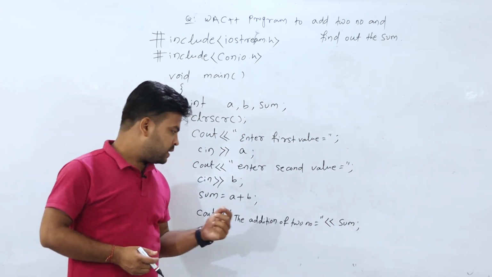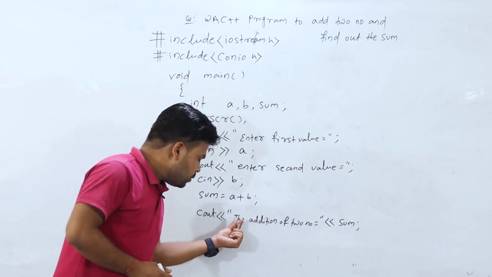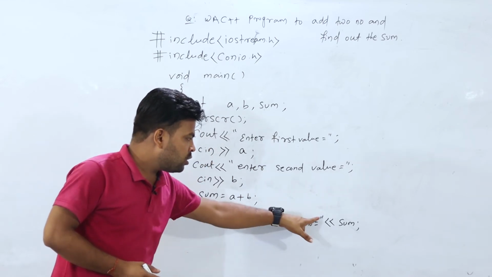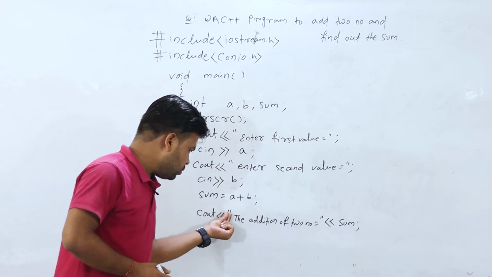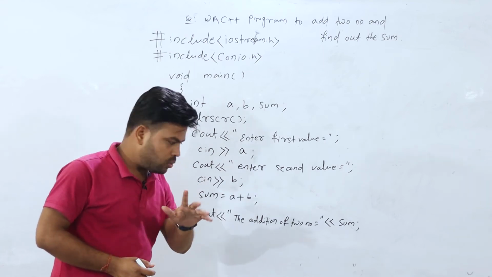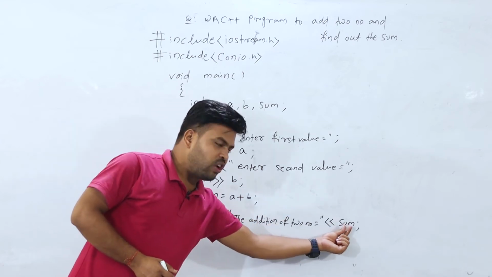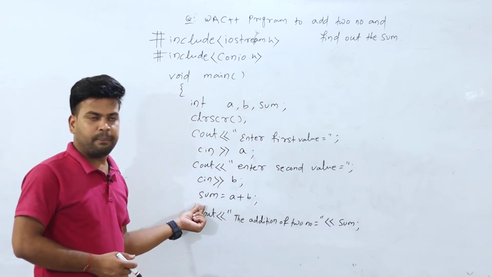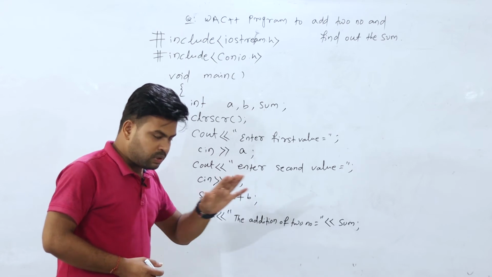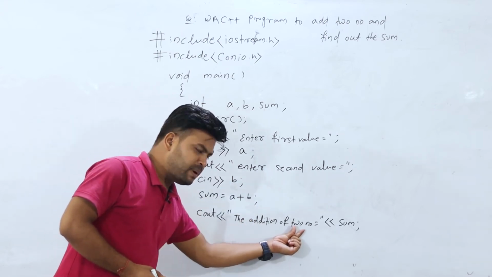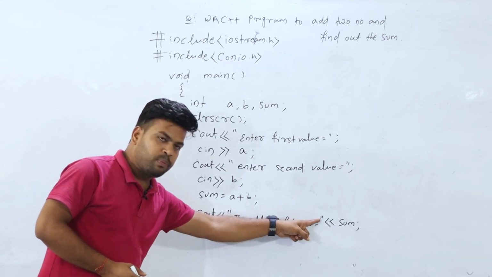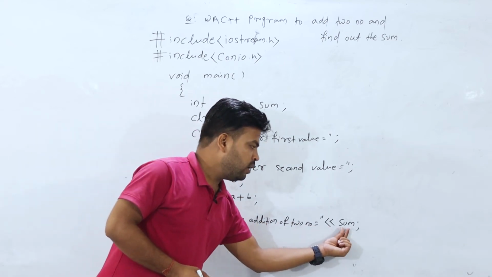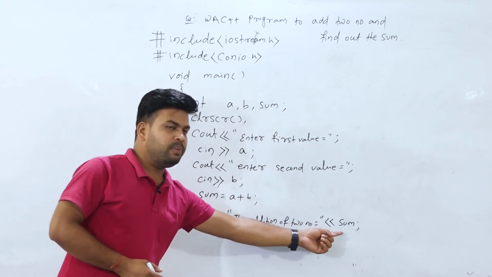One thing, please watch carefully. If you want to display a message, then you have to write it within double quotation marks. If you want to display the value of a variable, then you have to use only the variable name, not double quotation marks. Here the value will be displayed.